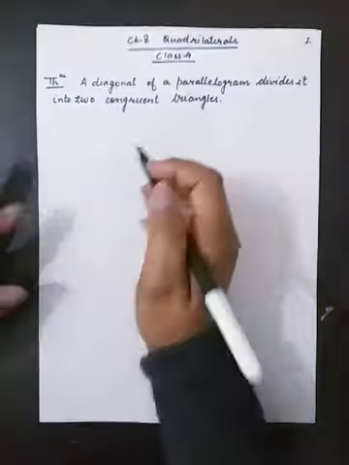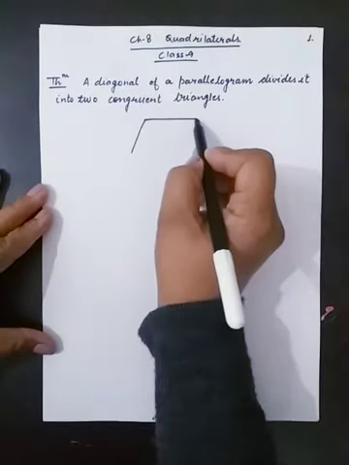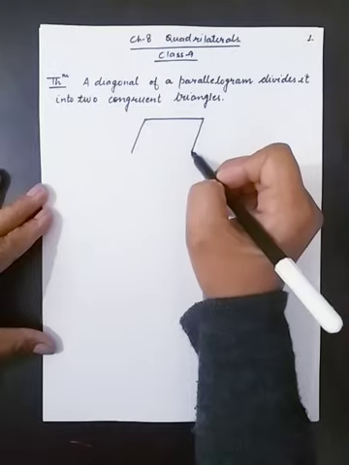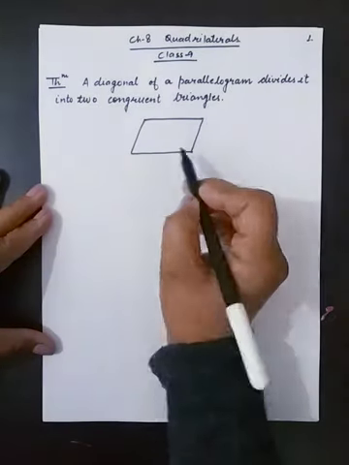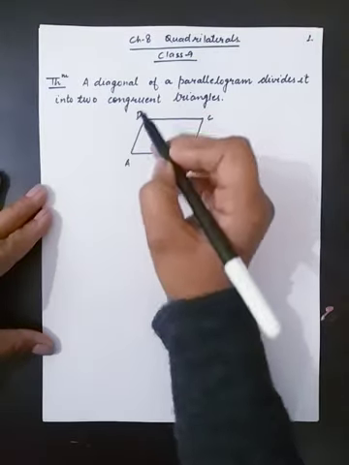Students, today we are going to do a theorem of chapter 8. A diagonal of a parallelogram divides it into two congruent triangles. Means we have to prove that in a parallelogram its diagonal divides it into two congruent triangles.